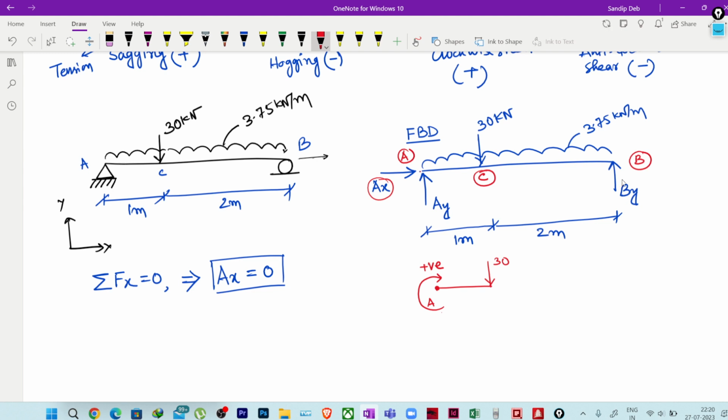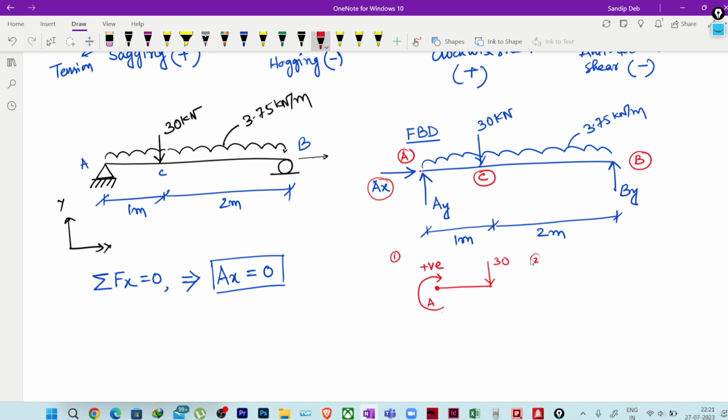One more thing, as I am talking about this point B, these forces will not create a moment, as these forces are acting at the point itself. To create a moment, we need a distance, we need a lever arm, right? So now if I go to this point B, we have a reaction By.